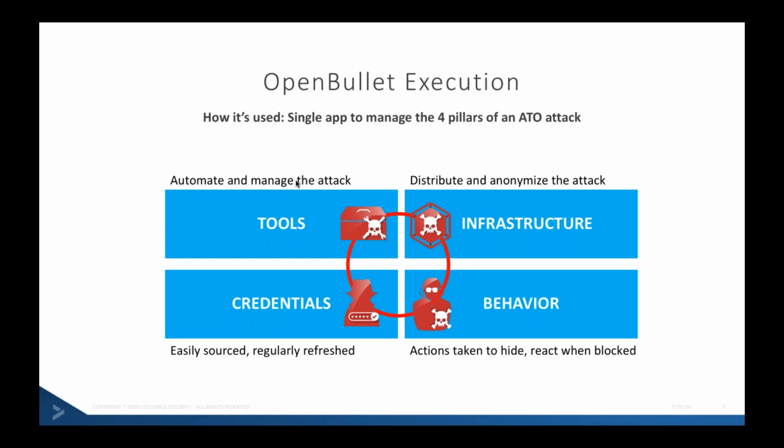And then finally, in the lower left, you saw the word lists tab where we enter all of our credentials. Again, easily sourced, regularly refreshed, and data breaches happen just as sure as the sun sets in the west. So that's what those different components of OpenBullet are doing. And if we frame our defense in the context of these four pillars, we can gain a little bit of insight into the attack and help ourselves defend.